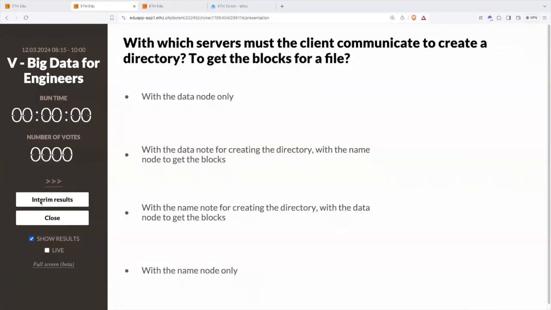Here it is. With which servers must the client communicate to create a directory or to get the blocks for a file? Talking about HDFS, the Hadoop distributed file system. With the data node only, with the data node for creating the directory, with the name node to get the blocks, with the name node for creating the directory, with the data node to get the blocks, sorry for the typo, with the name node only. What goes to the name node and what goes to the data nodes?